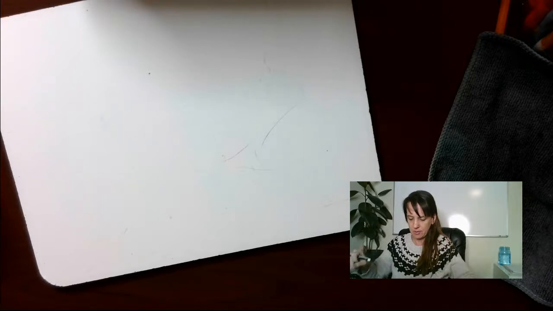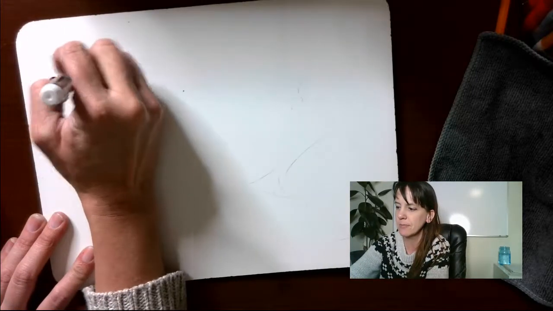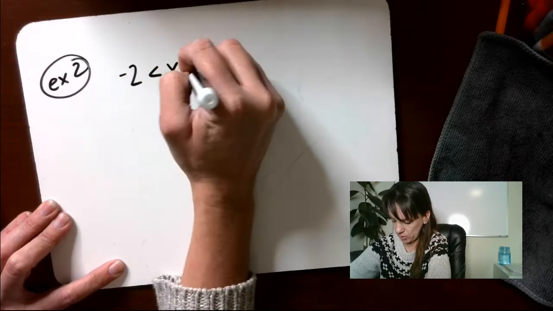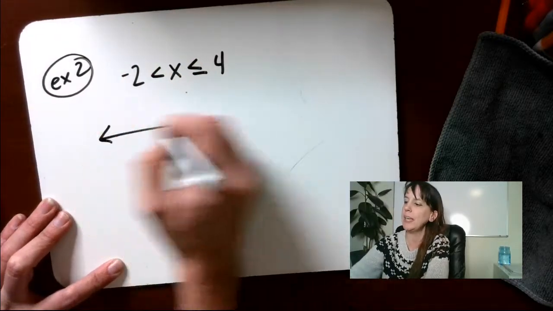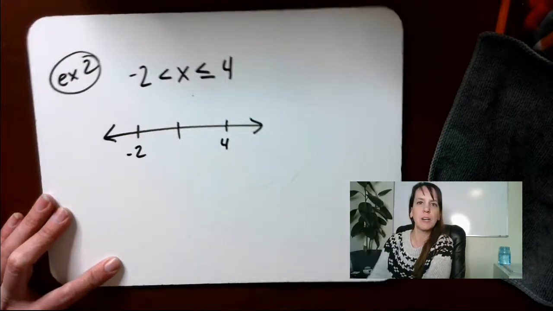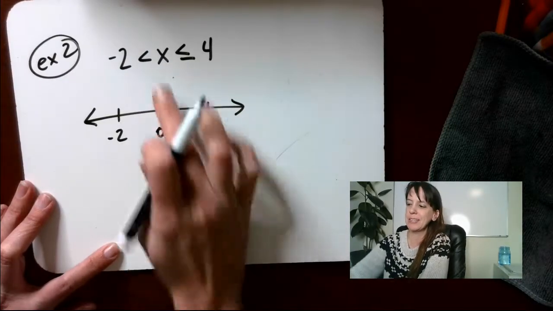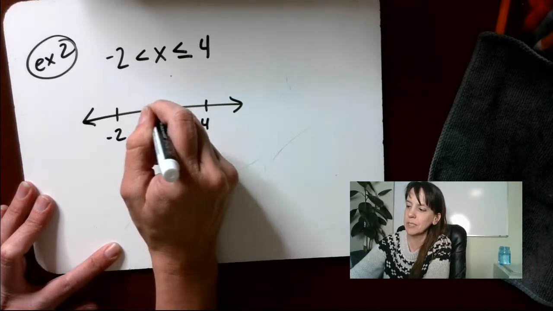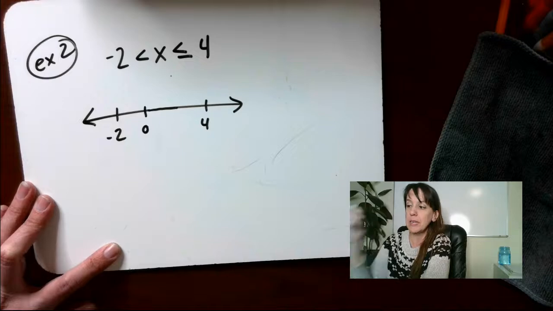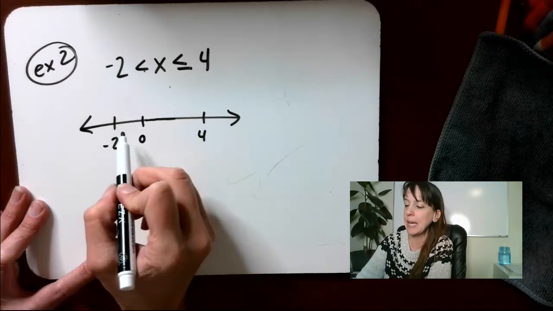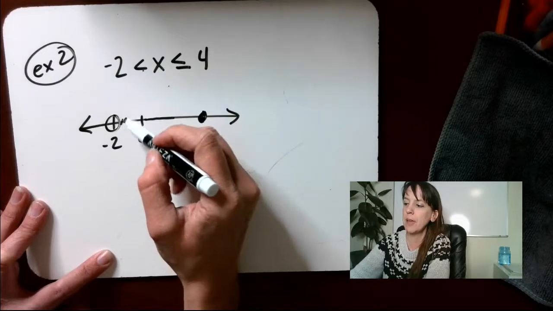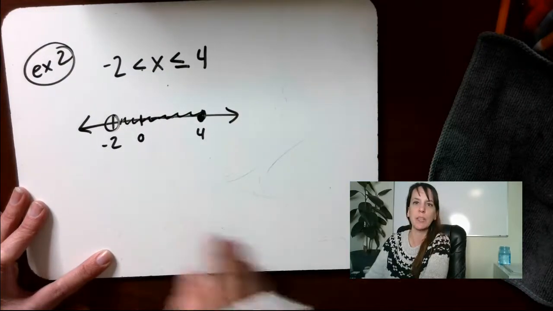Okay, so example number 2. This one says -2 less than x less than or equal to 4. So again, we have a -2, we have a 4. We've got to give this number line some context. Let's throw something in the middle there. It doesn't have to be exactly in the middle, but we know that 0 is probably somewhere over here, right? So now we know that this guy is going to be an open circle. This one is going to be closed, and then we shade everything in between those.